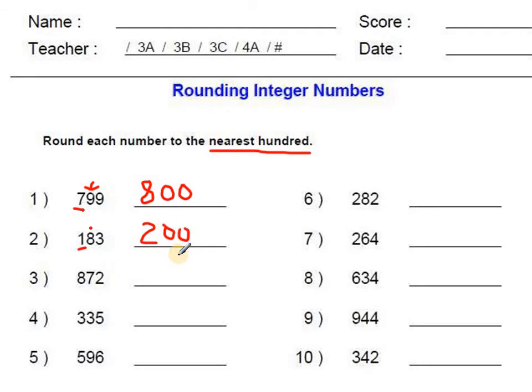Those are 2 zeros there. Okay? Now we're going to skip number 3 because number 3 is also going to round up. And I want to go to number 4 because it rounds down. So let's take a look at number 4.